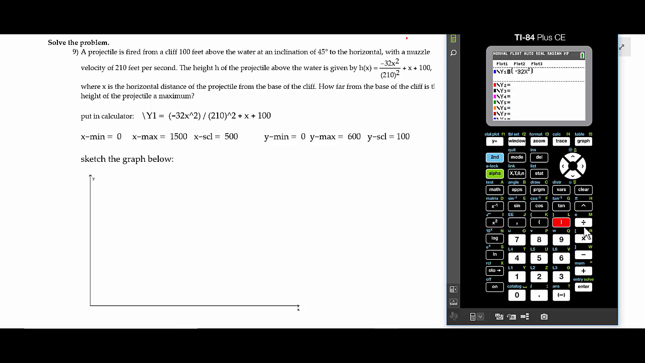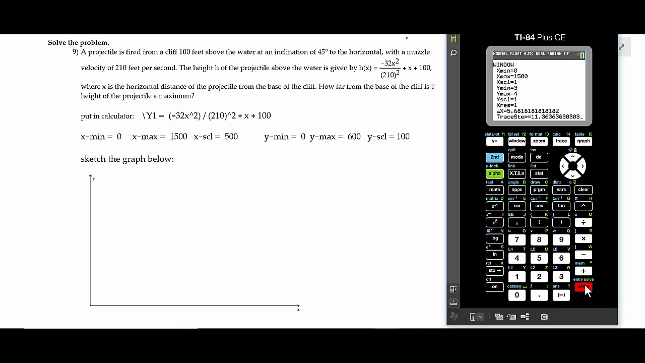Then you're going to divide by 210 squared. You could actually leave the parentheses off of the 210 squared. The calculator will know what I'm doing. But to be safe, it's generally a good idea to have a numerator in parentheses and a denominator. Then we have plus x plus 100, like that. Now what we're going to do on this is we're going to set the window. I went ahead and gave you a window, just to save a little bit of time. So go to the window. We're going to go 0 to 1500.